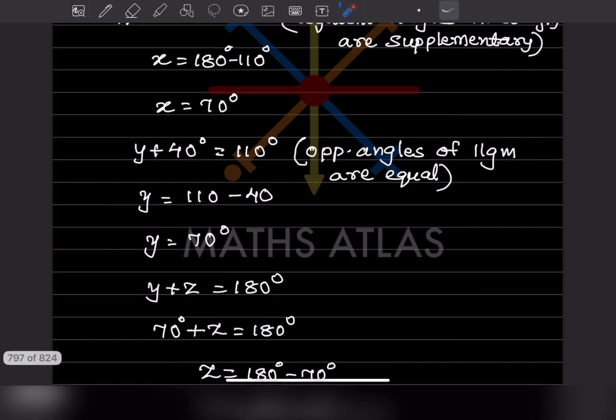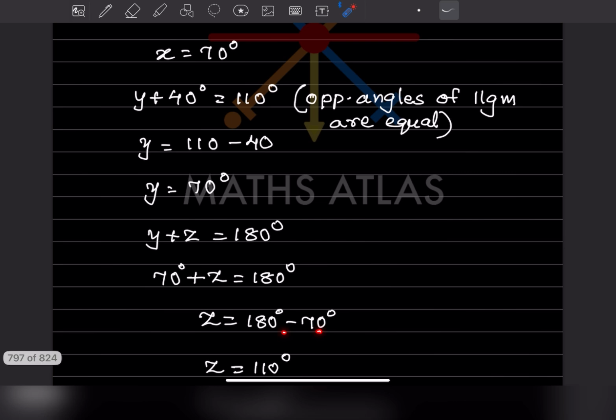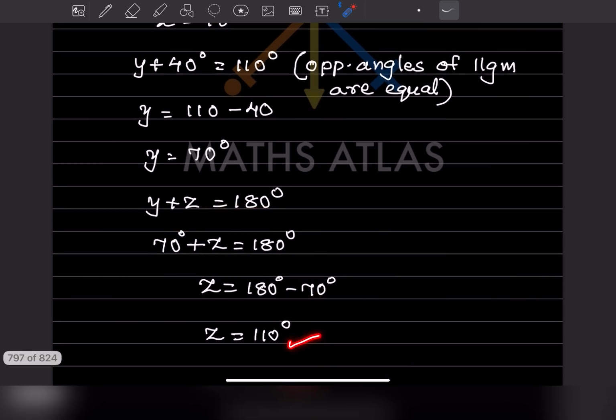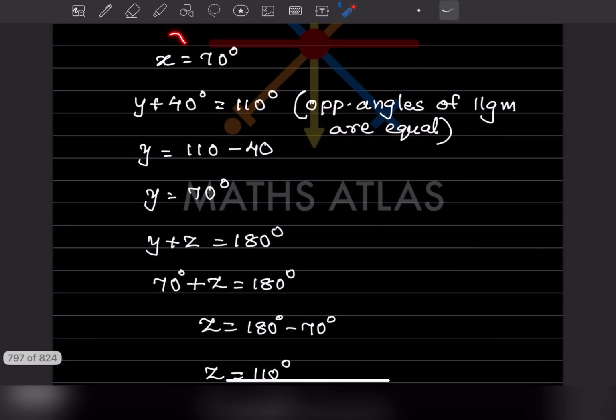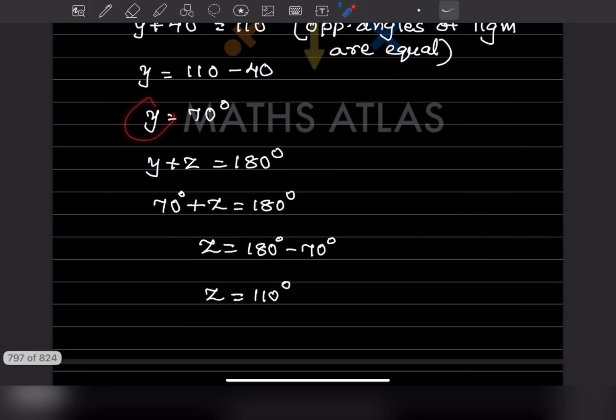So we got the value of y, that is 70 plus z is 180. So z is going to be 180 minus 70, this will go here, that will be minus 70. So z is 110. So we got here now x, y, and the z value. You can write it separately, what is x, what is y, and what is z.